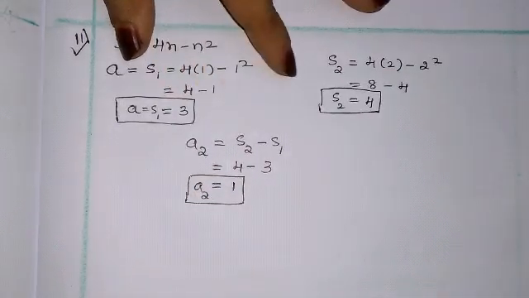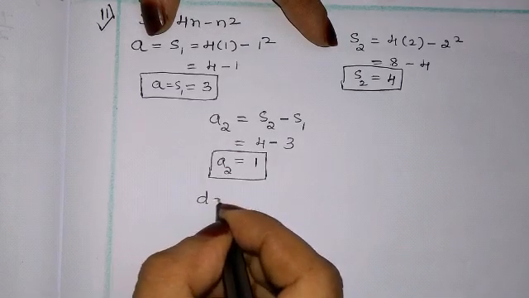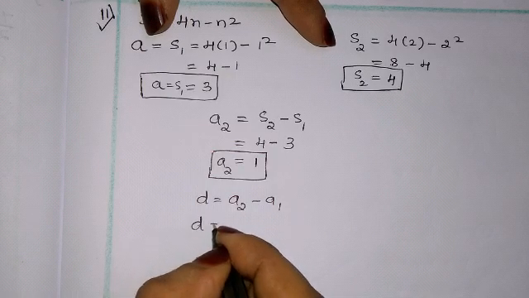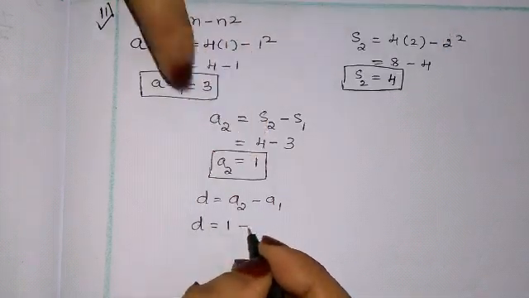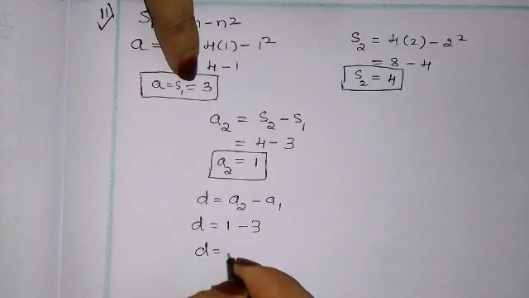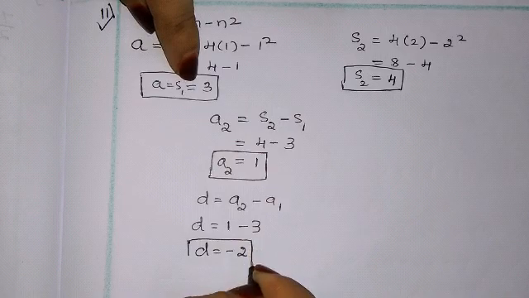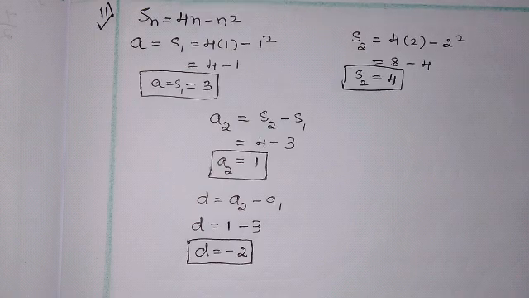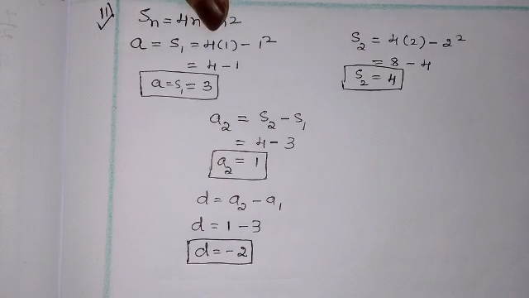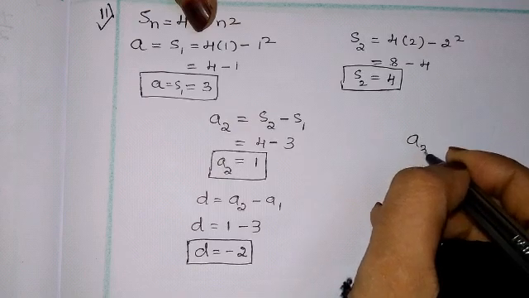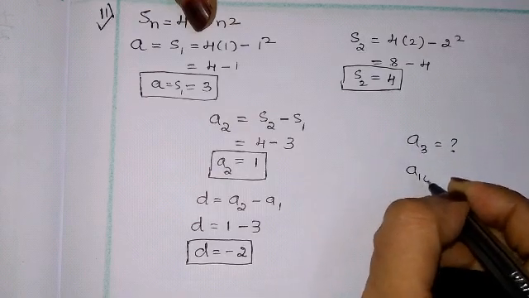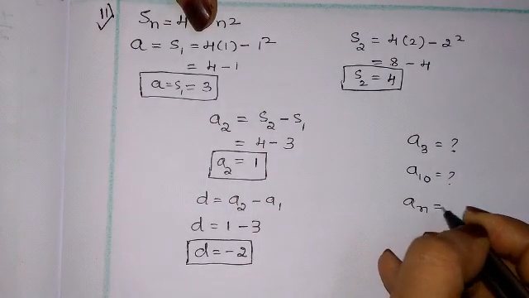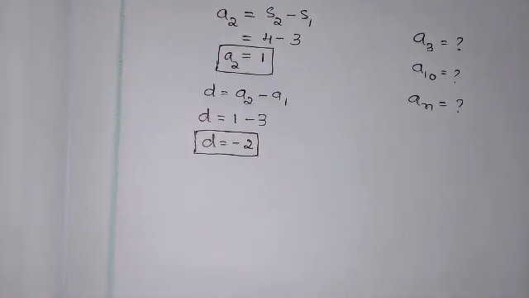Okay. Now we know that the difference D is equal to A2 minus A1. A2 is 1 minus A1 which is 3. So D, what we got? Minus 2. D we got is minus 2. What have they told us to find now? Similarly find the third term, 10th term and nth term. These three they have told us to find. Okay, let us find one by one.